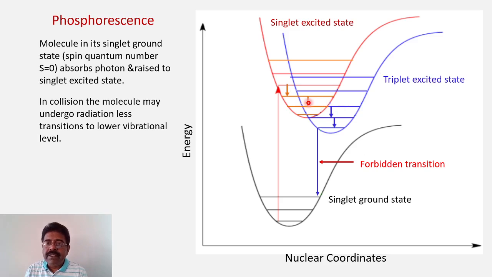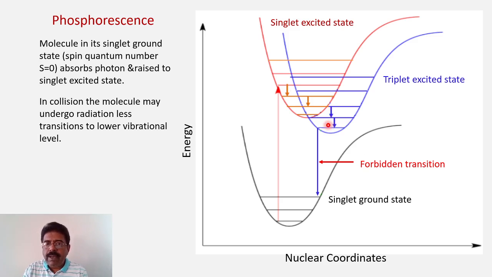So what will happen? There may be a probability that there is an intersystem crossing from the singlet excited state to the triplet excited state. You can see over here. So the blue arrow, it is now crossed. It has crossed from the singlet excited state to the triplet excited state. And further, again, a few collisions will bring it down to a certain lower vibrational level.